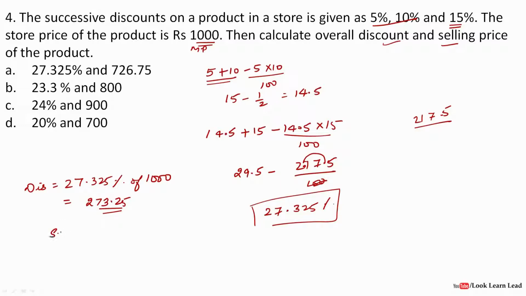Okay, so our selling price would be the mark price, that is 1000 minus the discount 273.25. So it would be 726.75 is the answer. So this is our option. Actually all these options are different, so after solving the percentage only you can mark the option. So this is the answer.